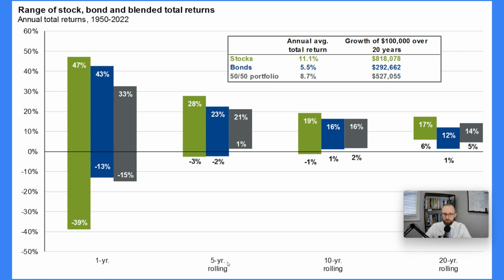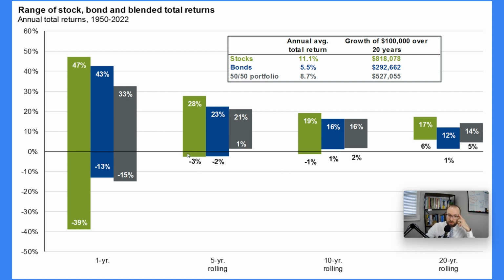We go to rolling 5 years. When we talk about rolling, I want to explain this real quick too. If we do 1 year, it's 1950, 1951. If we do rolling 5 years, it's 1950 to 1955, 1951 to 1956, 1952 to 1957. So it's not just 1950 to 1955; it's every single rolling year. Same for 10 and 20.